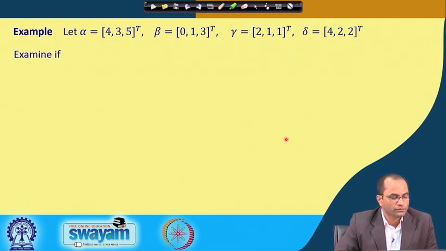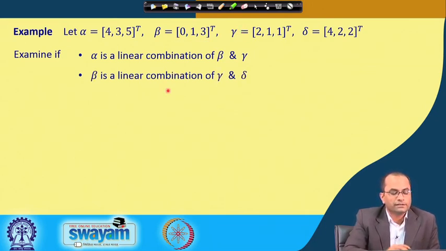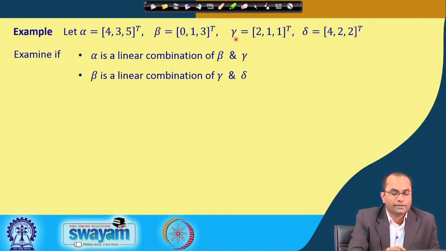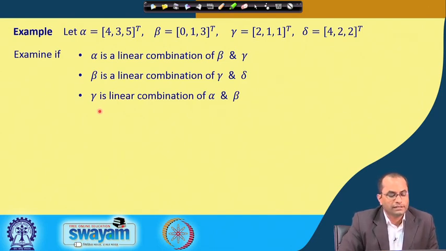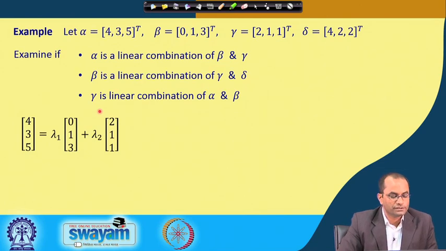Now, we have the following questions. We want to examine whether this alpha is a linear combination of beta and gamma. We will also see if this beta is a linear combination of gamma and this delta, and if this gamma is a linear combination of alpha and beta. So, we will answer these questions here.